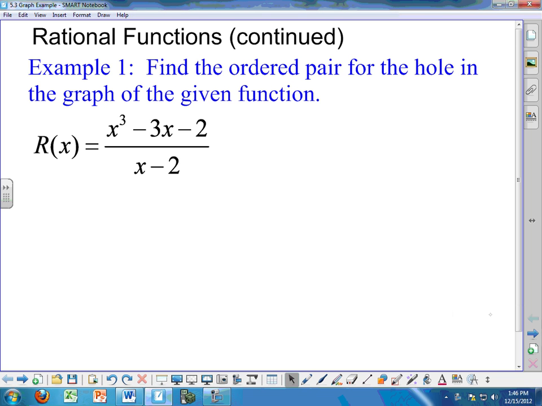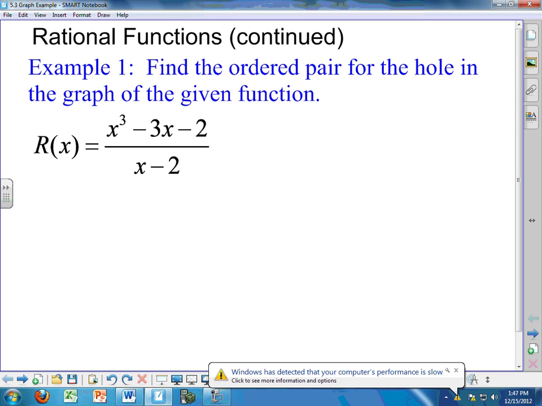Welcome back to the Algebra 2 series, and today we're looking at three special situations with rational functions. We've seen a lot of rational functions, we've done some work graphing them, and now we're looking at some special types of graphs and special things that occur within those graphs. Notice example 1 here, it says find the ordered pair for the hole in the graph of the given function.